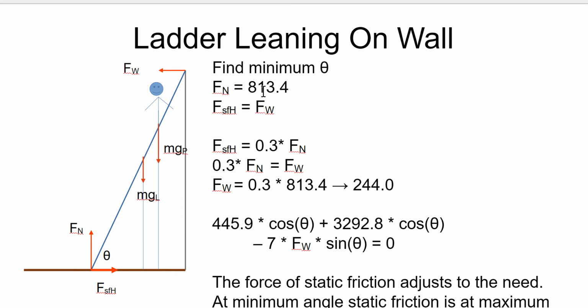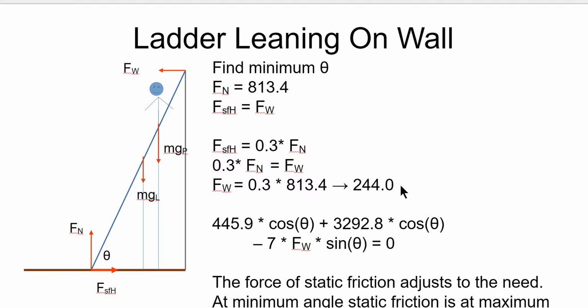Just recopying some of the previous results. And here I'm just switching things a little bit. This force of static friction horizontal, numerically, is the same as the force of the wall. They have opposite directions, but as a number, they're the same amount. So I'm making a substitution. And we come up with the force of the wall equals 0.3 times the normal force, which we found in an earlier slide, 813.4 newtons. So the force of the wall is 244 newtons.